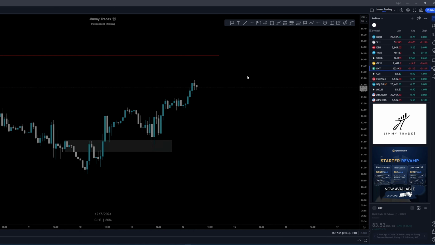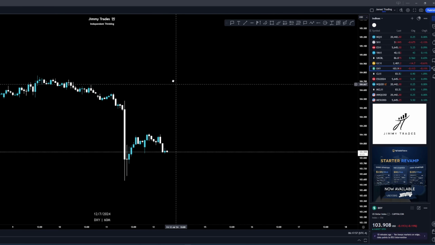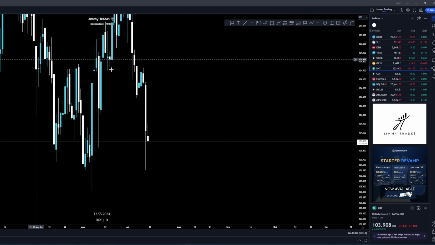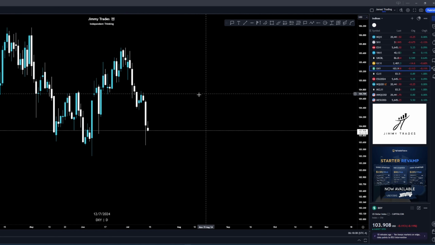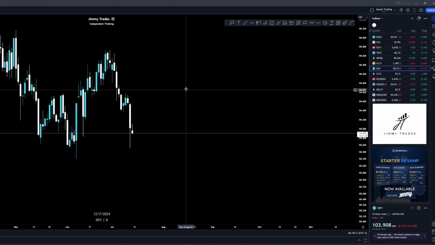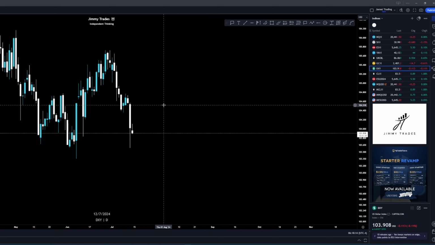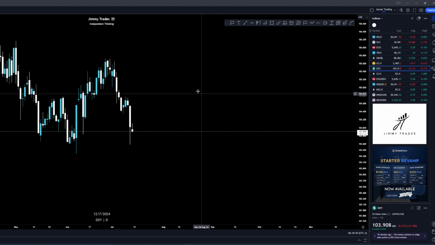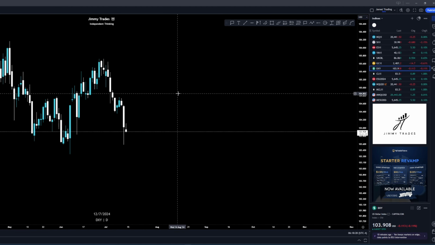All right, Dixie. It's not really ideal when inversely correlated assets move in the same direction. When you've got NQ, ES, and Dixie moving in the same direction, you really want to see Dixie doing the opposite to ES and NQ. That wasn't the case yesterday.